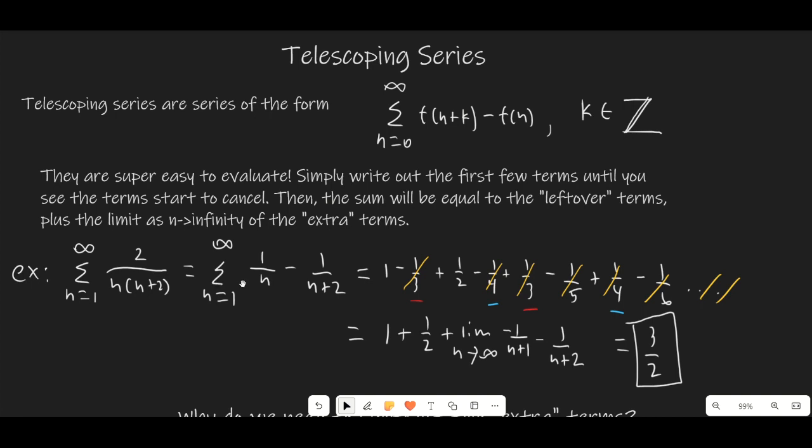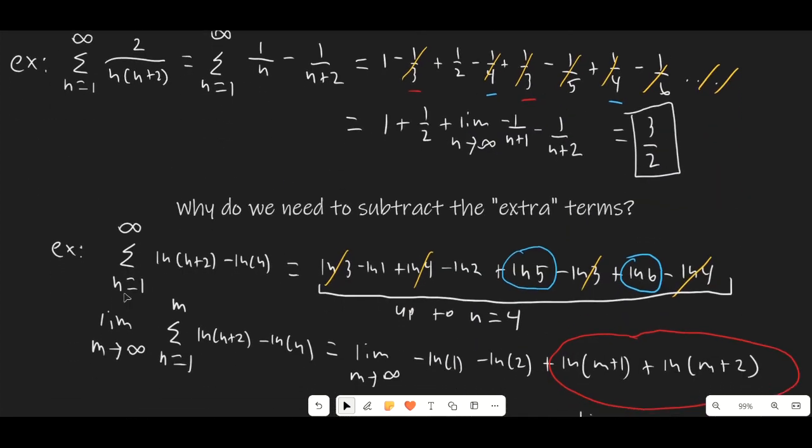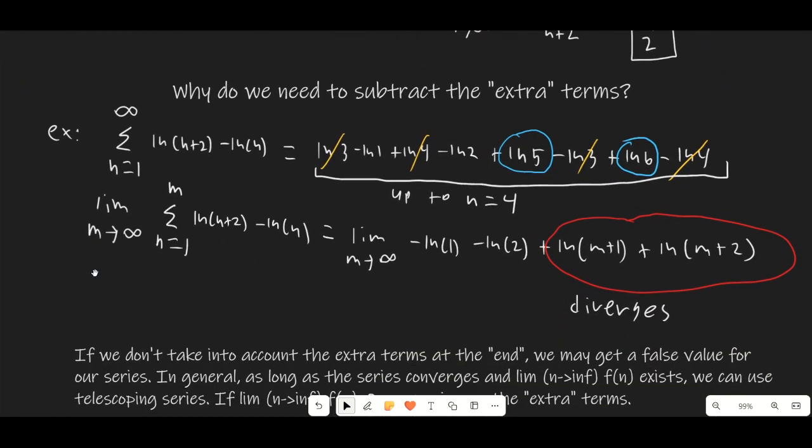Now, in the case of 1 over n minus 1 over n plus 2, these two leftover terms are just going to go to 0 as we go to infinity, so they're not really that important. So overall, our summation is just evaluating to 2/3. However, we do need to worry about those extra terms, and here's why.